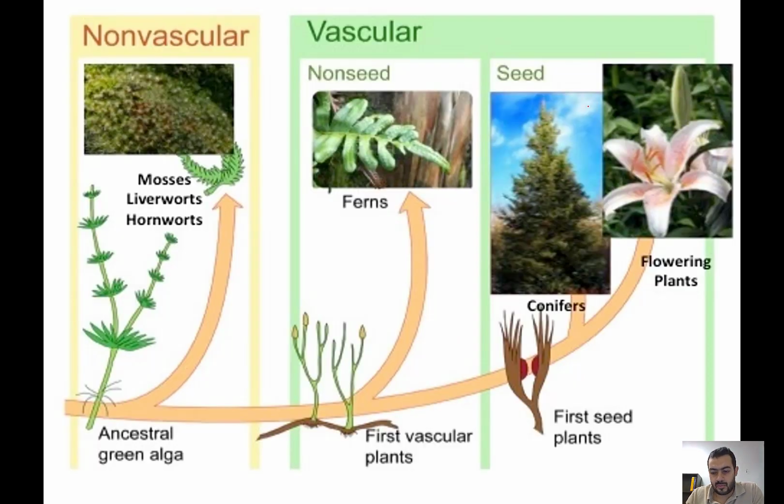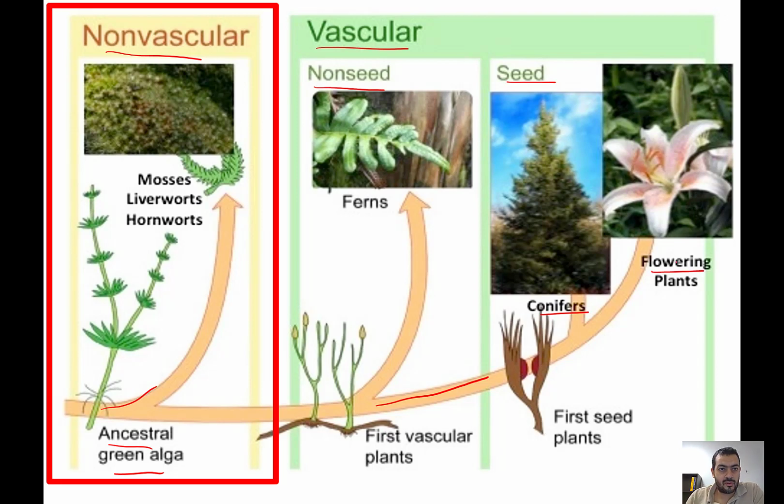More or less similar to the previous figure, we can show that the events started from the ancestral green algae. The first event was the evolution of the non-vascular plants. Then the vascular plants appeared, the first of which was seedless vascular plants. Then we started to have those with seeds. The first were the gymnosperms, and then the angiosperms appeared later on. So we are going to focus on the non-vascular plants in this video.